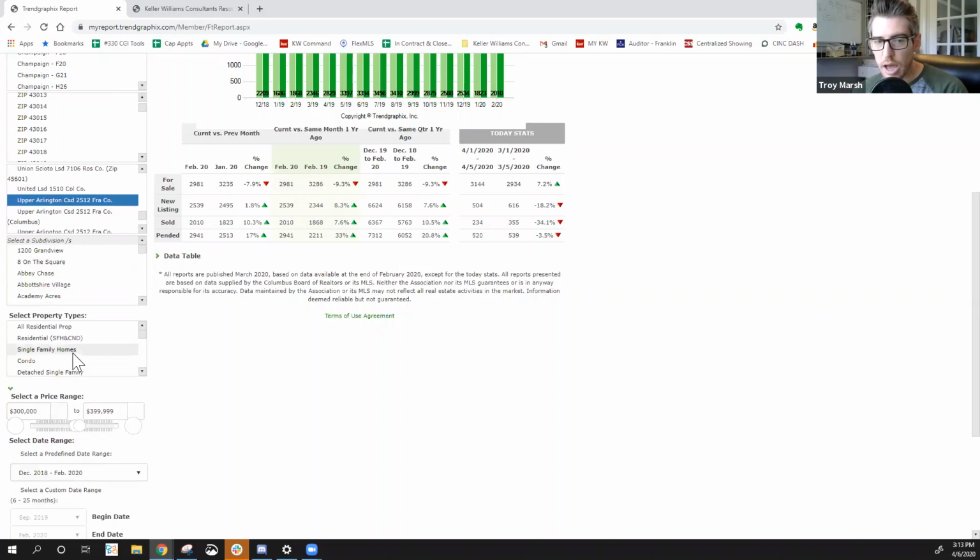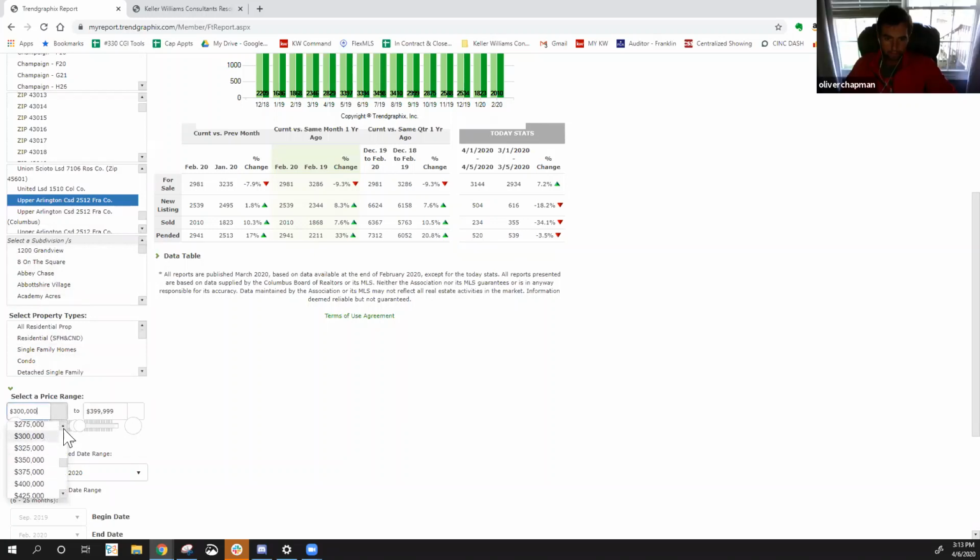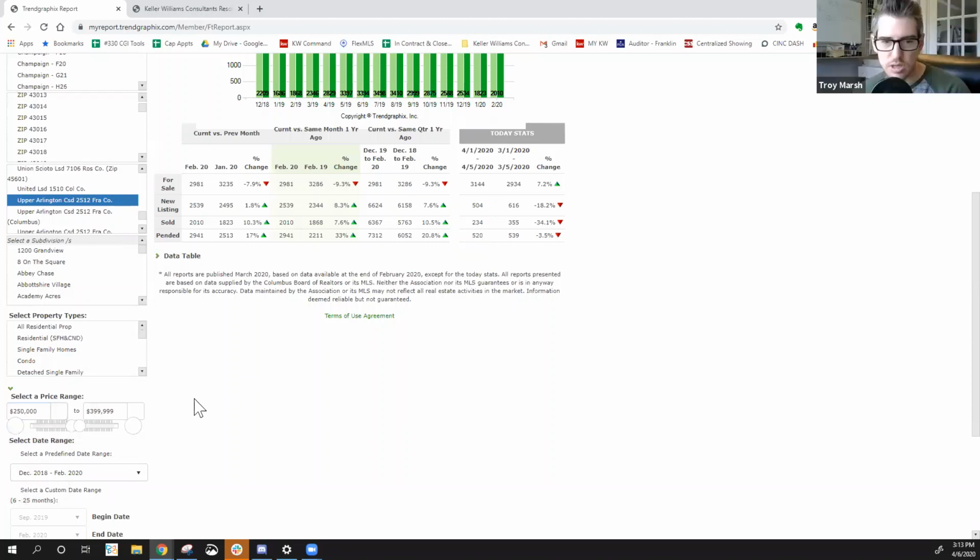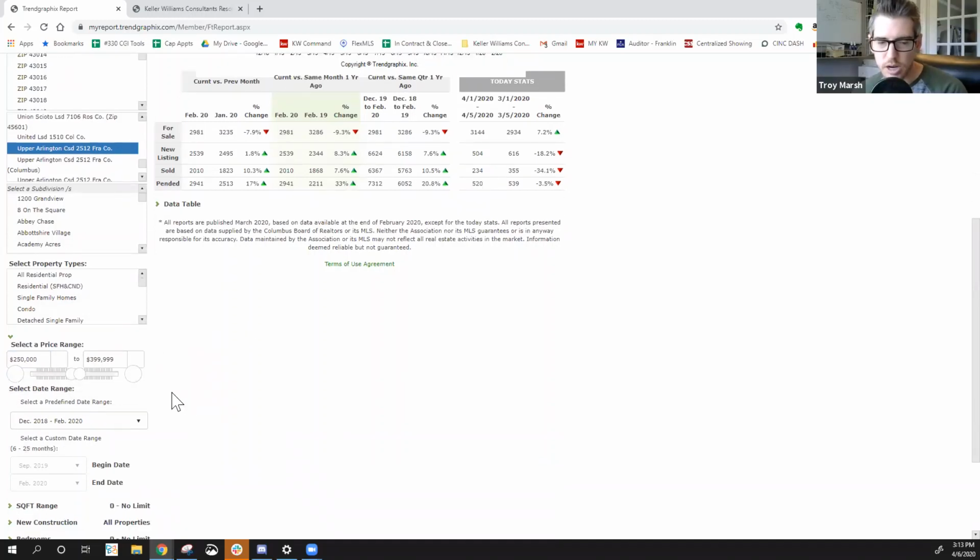Now, the other thing I would do, especially in a place like Arlington, for whatever reason, their condos there tend to be much lower priced. Mine's a condo. Yeah. It is a condo. Awesome. So if it's a condo, I might even go down to 250, just because condos tend to be lower. A lot of that has to do with the condo fees being high and all kinds of other things.